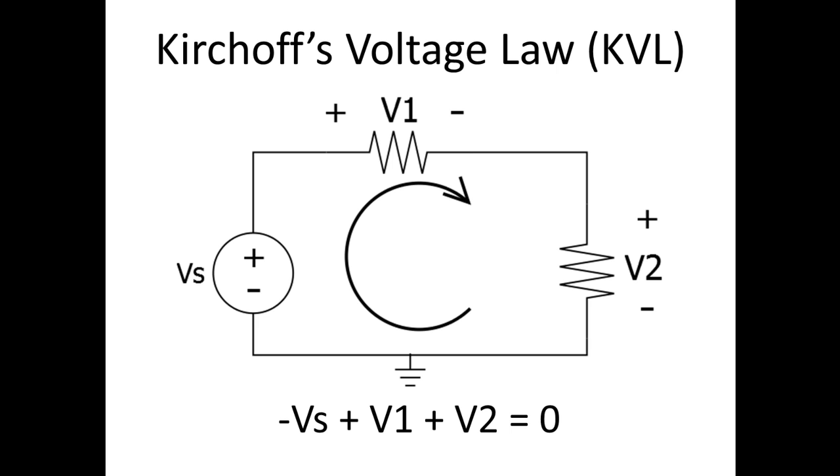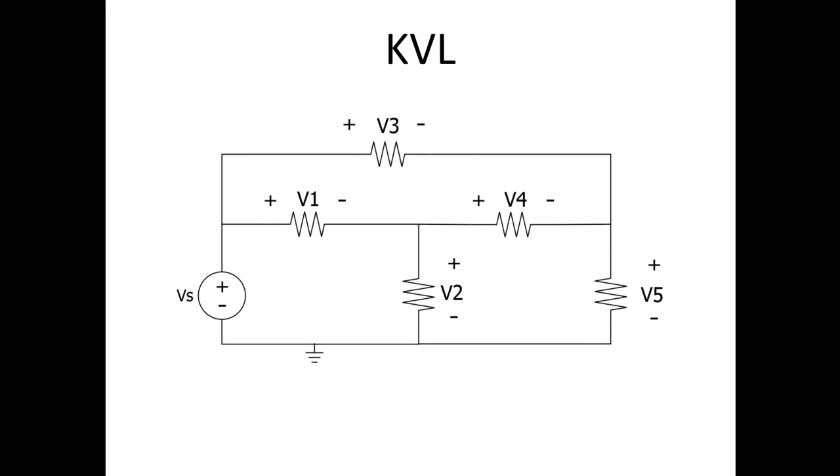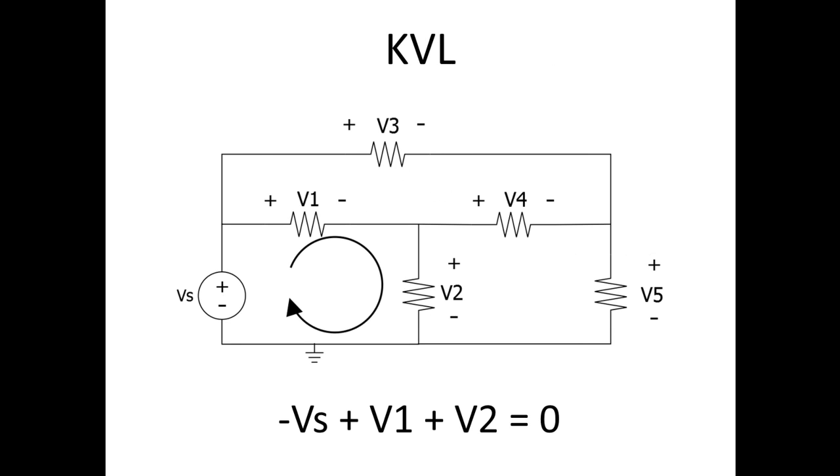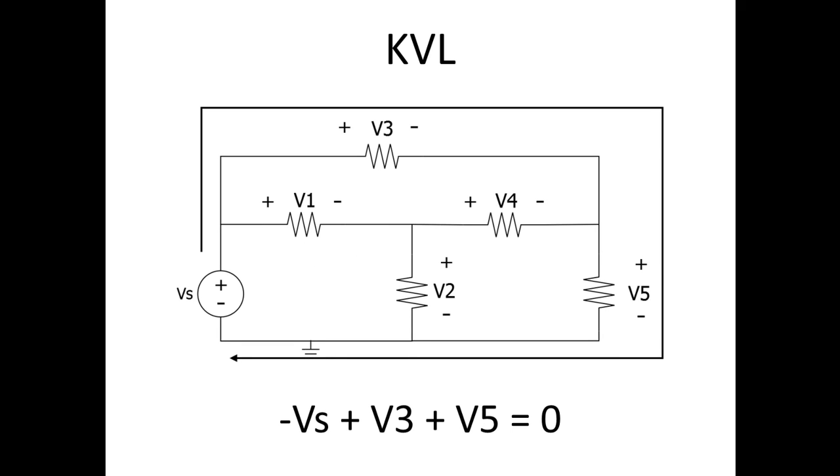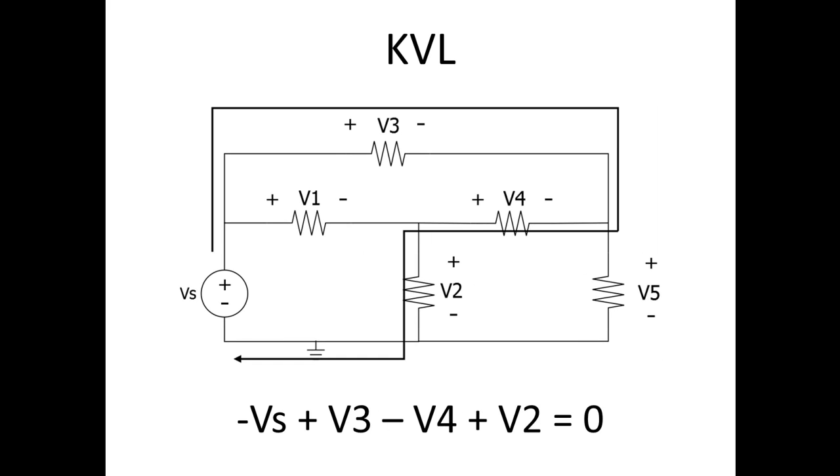V2 equals 0. It also works in a more complicated circuit like this. We can take this first path and say negative Vs plus V1 plus V2 equals 0. We could go around the outside edge and say negative Vs plus V3 plus V5 equals 0. We could also go this obscure path and say negative Vs plus V3 minus V4 plus V2 equals 0.